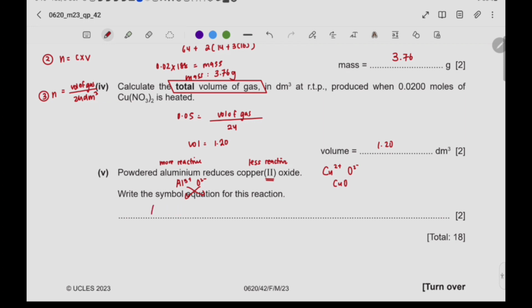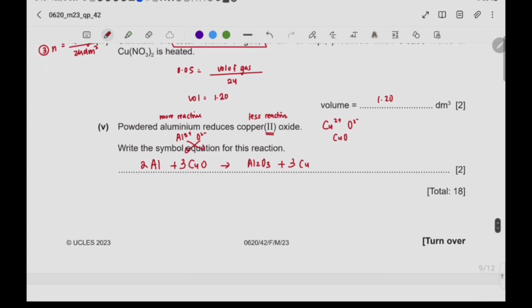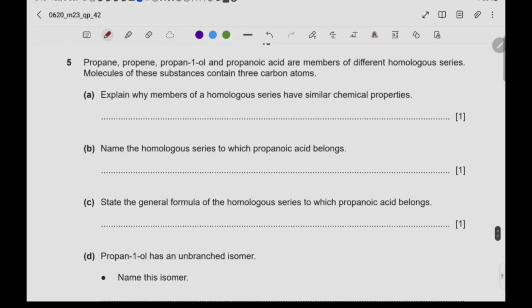Sorry, my bad. Aluminium solid, added with copper oxide. They didn't ask for state symbols, so it doesn't matter. Copper oxide gets you aluminium oxide, Al2O3, and Cu. So balance them, times 3, times 2, times 2, 3. Can you understand? Okay, let's see the last question.